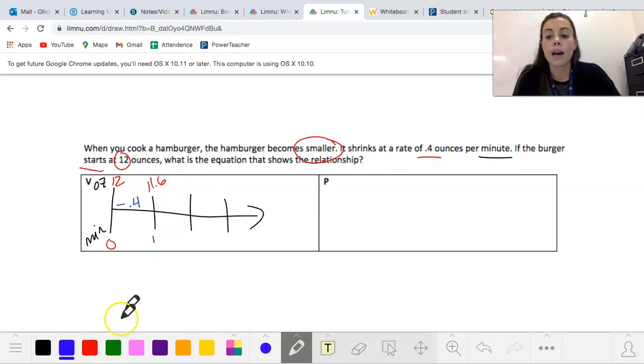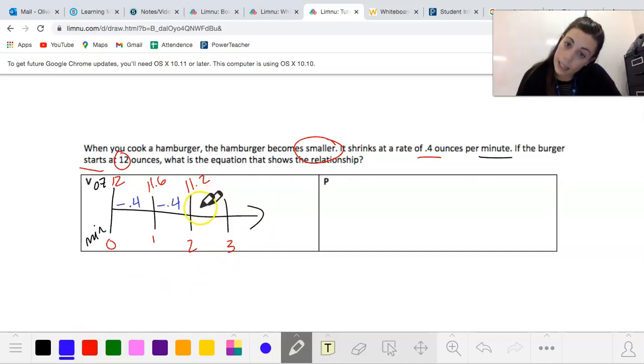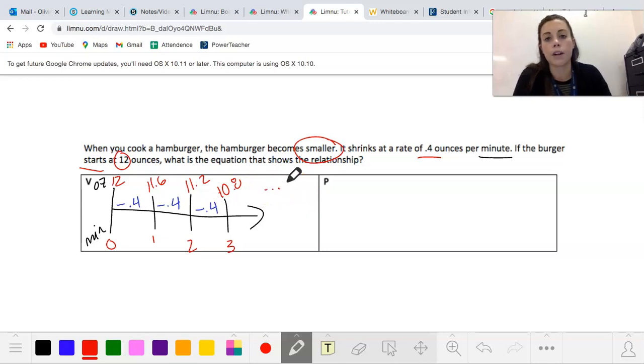And then what happens at 2 minutes? What happens after 2 minutes? It goes down, it changes again by a -0.4. So 11.2, right? And then after 3 minutes, it changes again by negative 0.4. And now we are at 10.8, right? And that just keeps going forever and ever and ever, right?